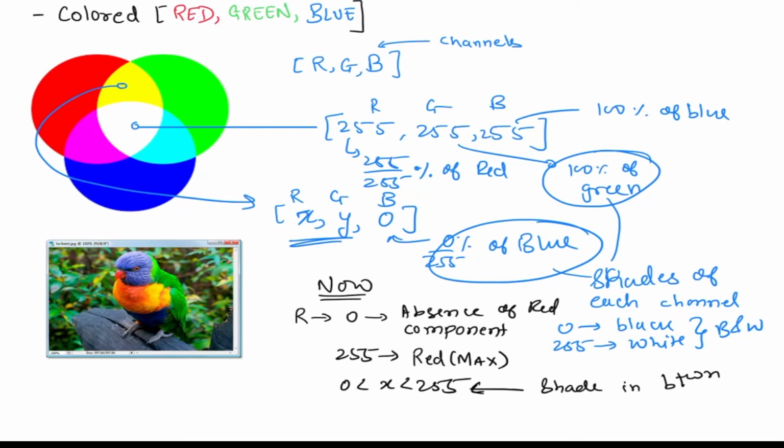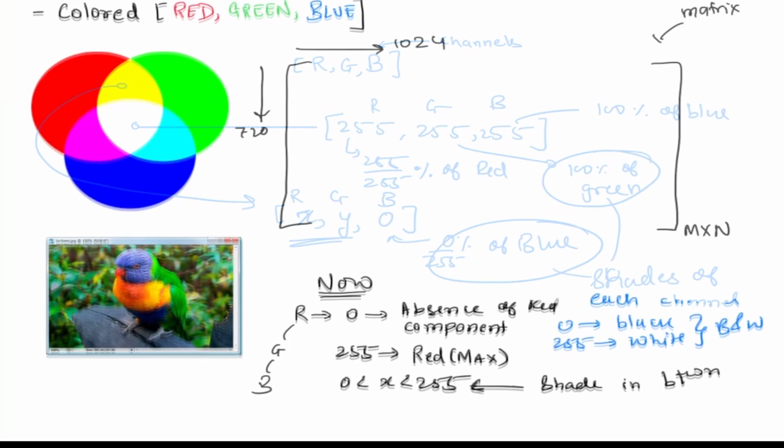Now the absence of all the components, that is 0, 0, 0, gives the output as black. When no component is present in a color, the output color is black. Similarly for green and blue, 0 is the absence of that component and 255 is the component at its maximum intensity.